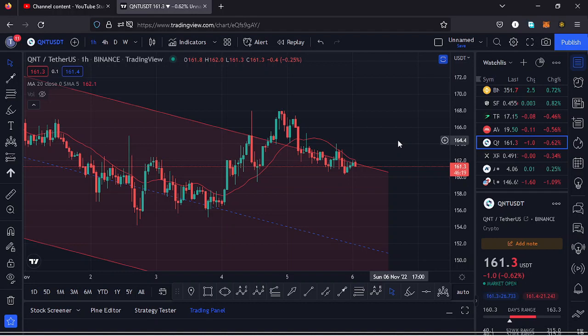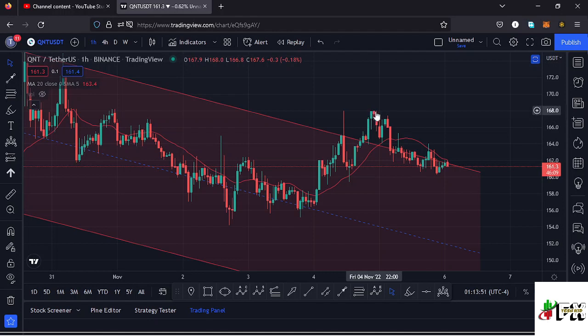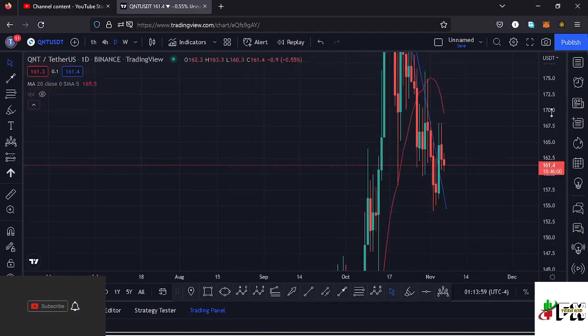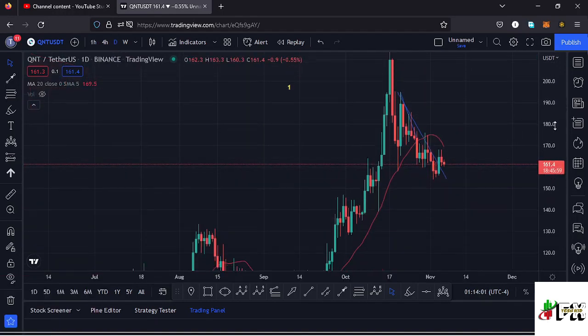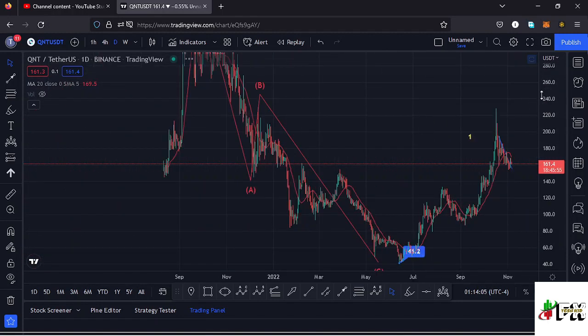I'll be giving you a price prediction update on Quant, whose current price stands at the $161.3 mark, and here on TradingView the market is down by 0.55%, after trying to have a retest of this upper side of the channel. And before I get to that part of the analysis, I'll be giving you my analysis basing it on the Elliott wave structures, the Fibonaccis, the key areas of support and resistance, and also draw out any key chart pattern that you have information on this chart.